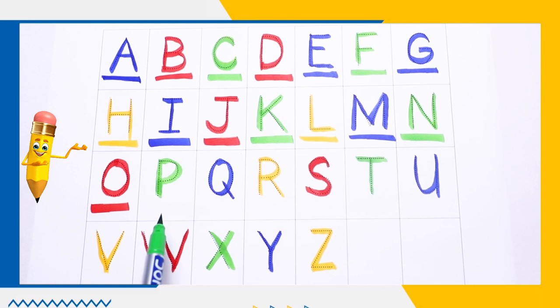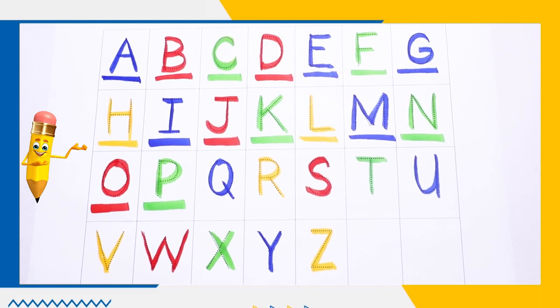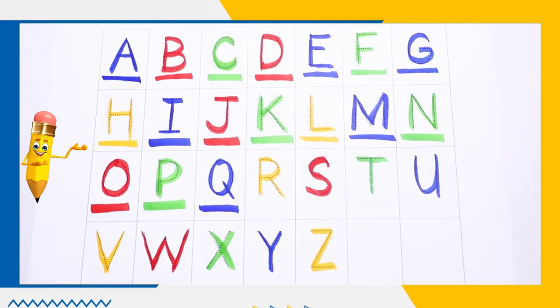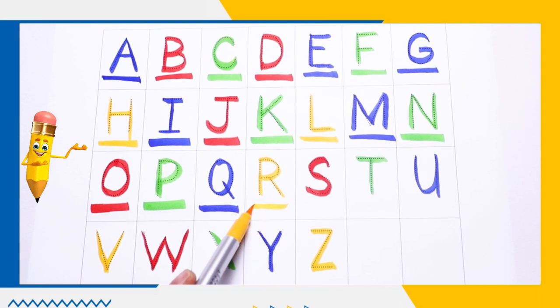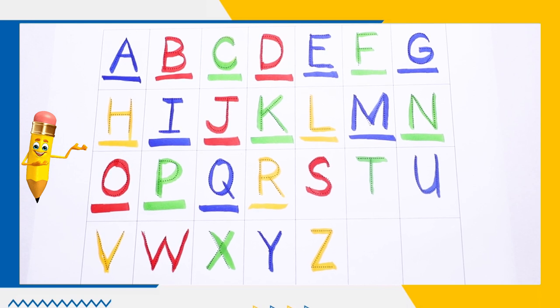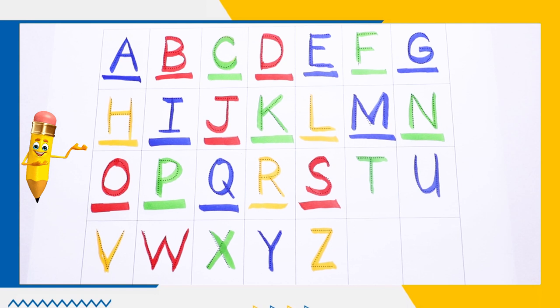Green color P. P for parrot. Blue color Q. Q for queen. Yellow color R. R for rabbit. Red color S. S for sheep.